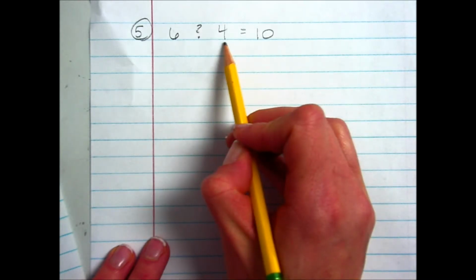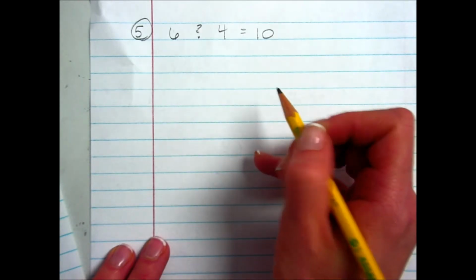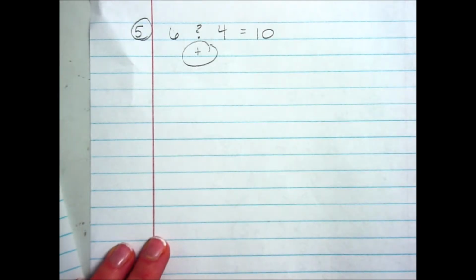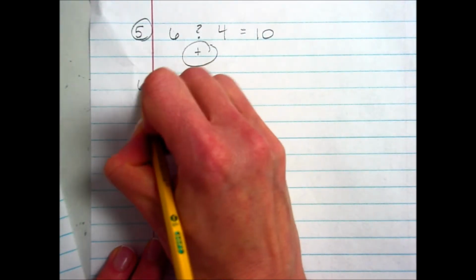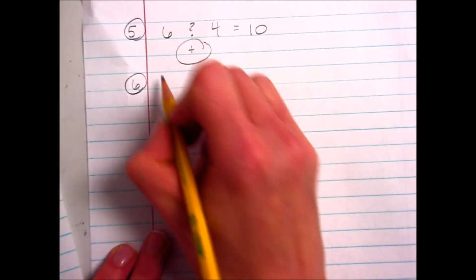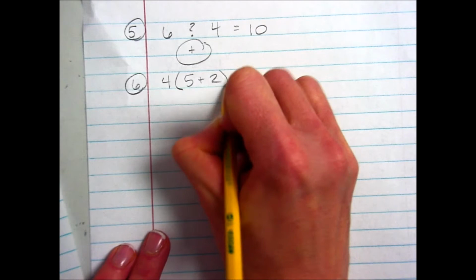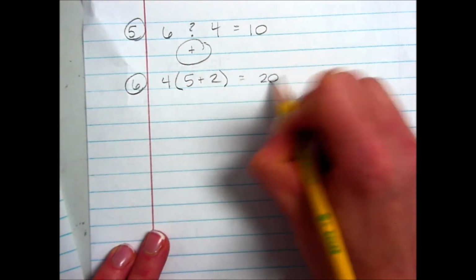What do we need to do with 6 and 4 to get 10? Franklin, we will add. So you would just choose the answer that has the plus sign. They'll also do problems with find the unknown number. This is just like solving equations.